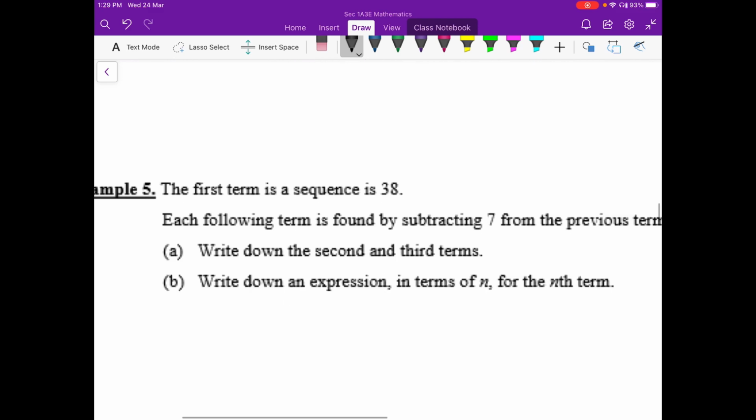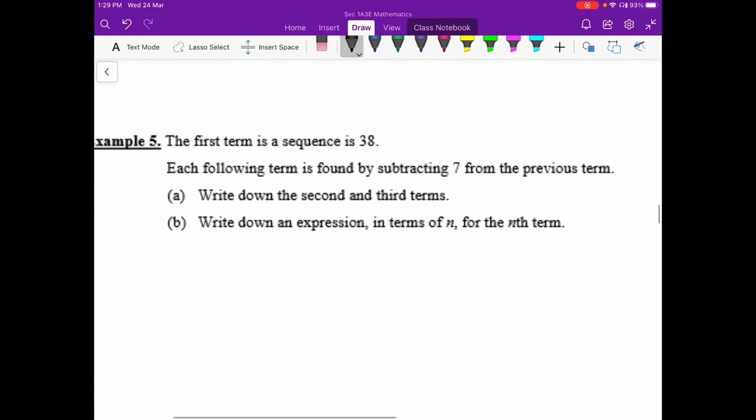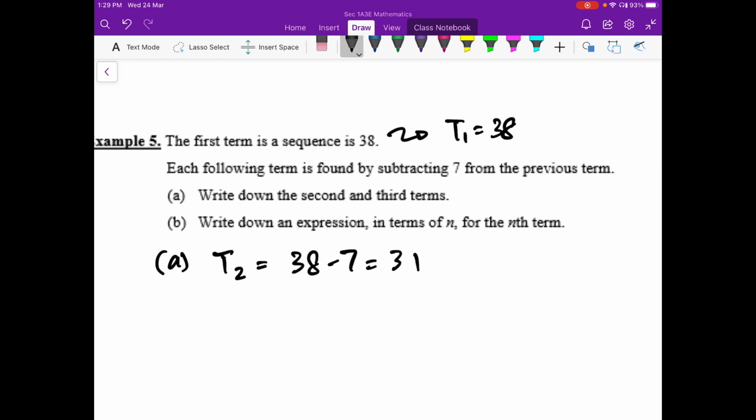Next one. The first term of a sequence is 38. Each following term is found by subtracting 7 from the previous term. Write down the second and the third term. So in part A, the first term tells us that T1 is 38. They're asking what's T2? 38 minus 7, which is 31. And T3, subtracting 7 from the previous term. So 31 minus 7, we get 24. So we got T2 and T3 already.